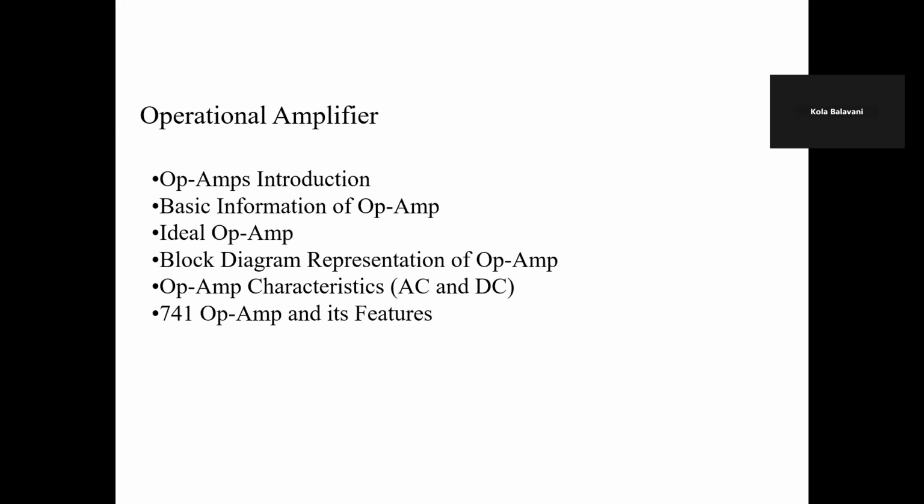electronic systems. Basically, an operational amplifier is a high gain DC coupled amplifier with differential inputs and a single output. Generally, any device has only a single input, but an operational amplifier has differential inputs. It has two inputs and a single output. Because of its performance, it is widely used in analog electronic circuits.